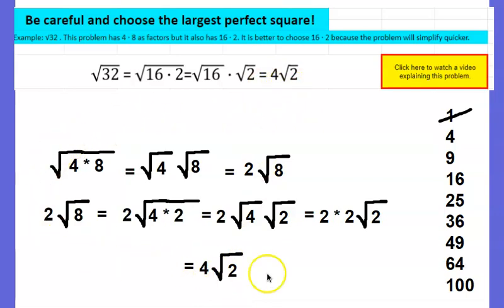But look at this long process. So you want to make sure you find the largest perfect square first. It saves time and even a mistake, because you might think you need to stop here if you don't realize that 8 has another perfect square.